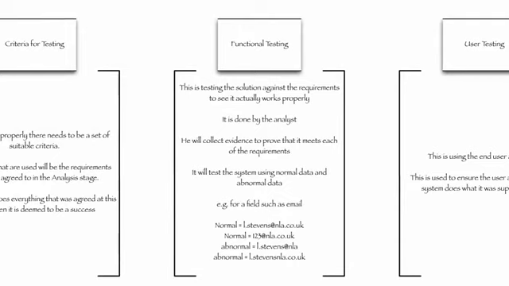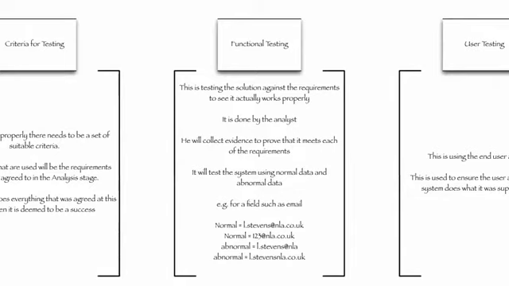Right, so there's two types of testing we're going to look at. One is functional and the other is user. We'll look at functional testing first. This is the testing of the solution against the requirements to see if it actually works properly. So it's done by the analyst. The analyst is getting the requirements and testing that everything works. He will collect evidence and prove that it meets each of the requirements. He can then use this evidence to back up why he should be getting paid.